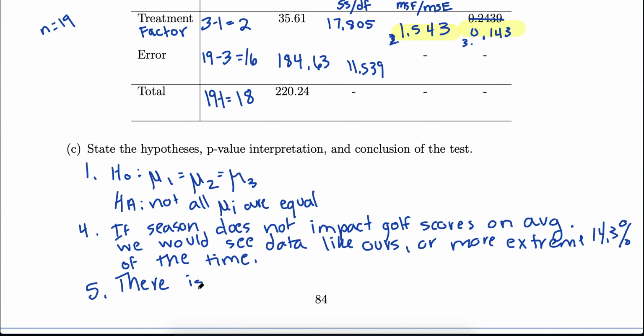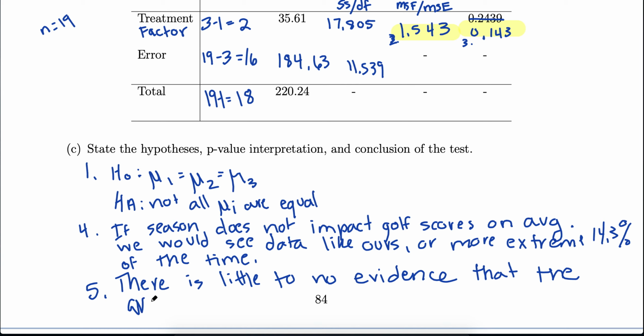So there is little to no evidence that the average score is different in at least one season.